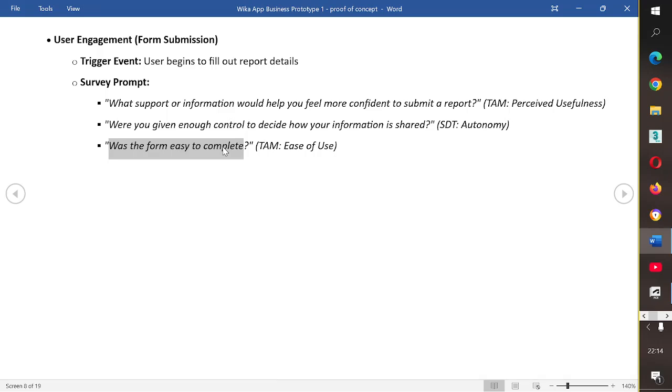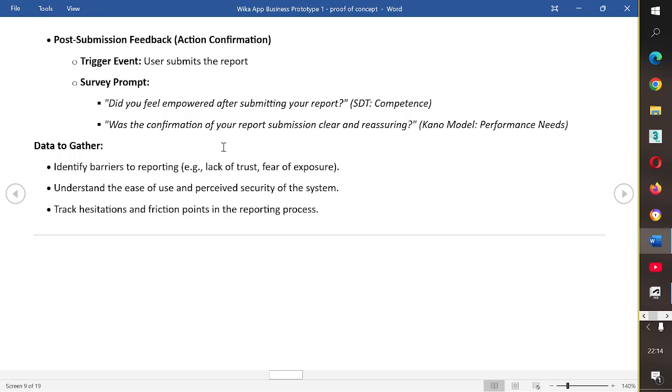So I'm arguing that if it's 3 steps, just 1, 2, 3, and they've reported, that should be easy enough. But maybe it will be 6. We don't know. But we have to design it and then ask this question and see what they say. They might say they had difficulty somewhere. And then the feedback at the end, once they're done. Did you feel empowered after submitting the report? And then, was the confirmation of your report submission clear and reassuring? Those are things we'll ask them, and we'll see.